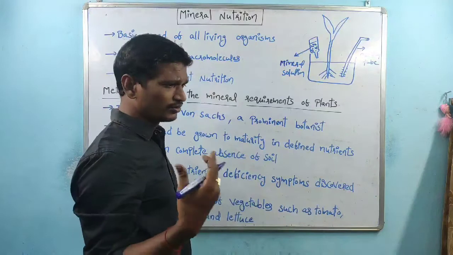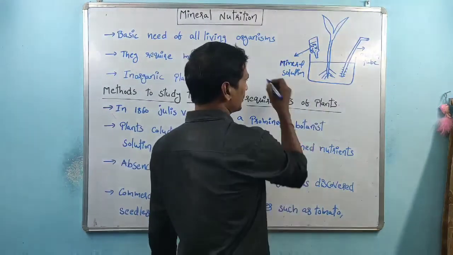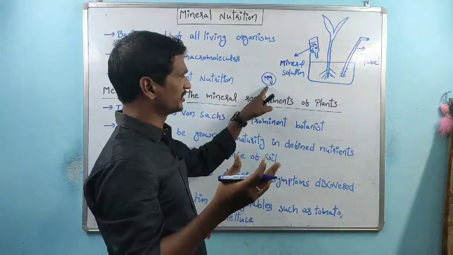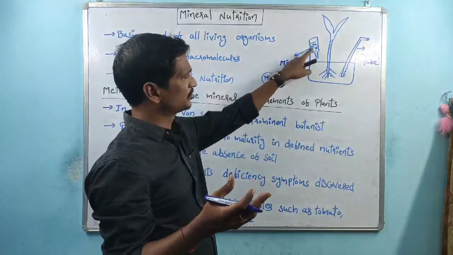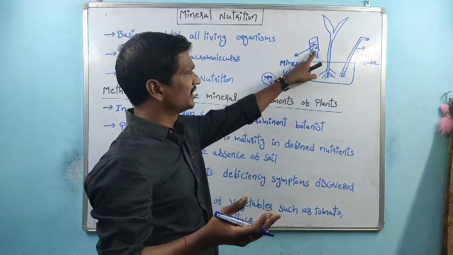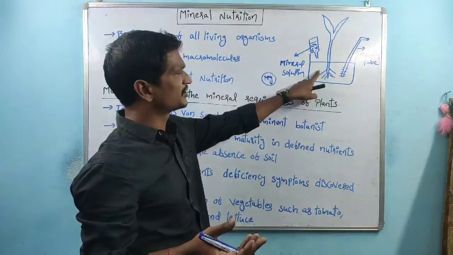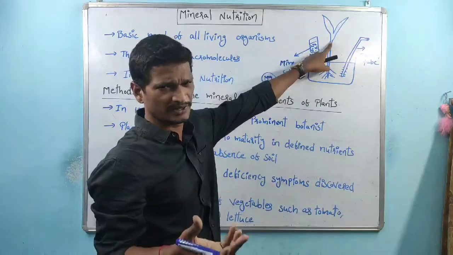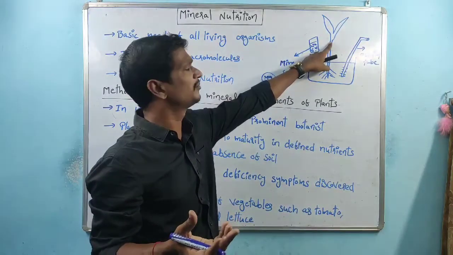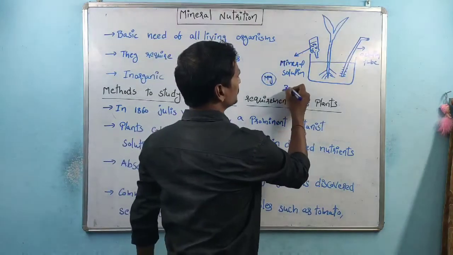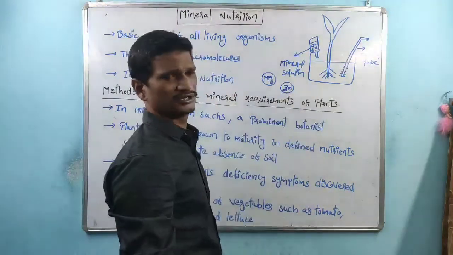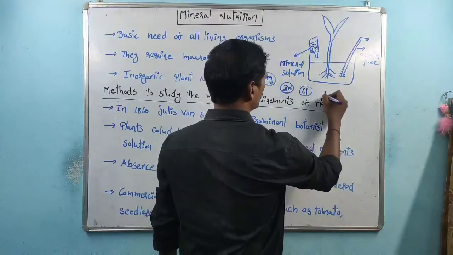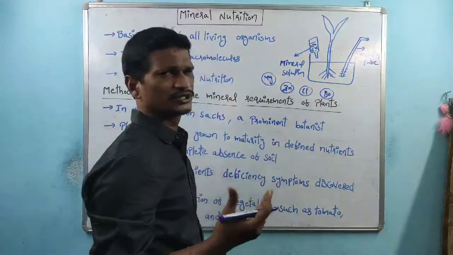Suppose I want to study the role of one particular mineral, for example magnesium. I will prepare the mineral solution without magnesium and supply that solution to the plant. Then I will find out what symptoms appear within the plant. Suppose I want to study zinc: I will supply all the minerals except zinc. Except chloride. Except boron. Then I will find out the symptoms.